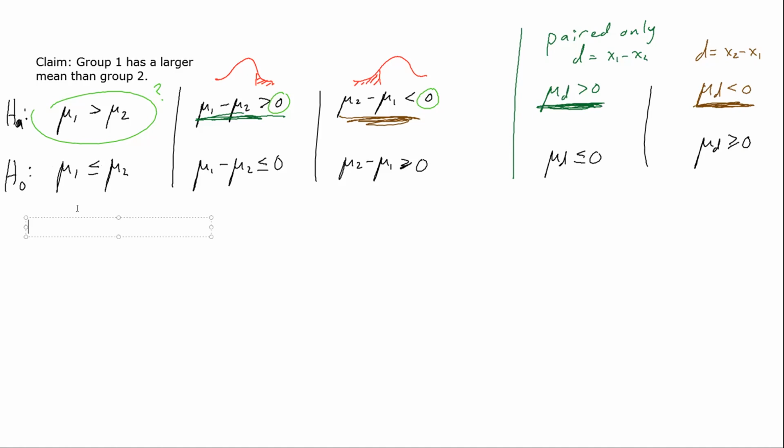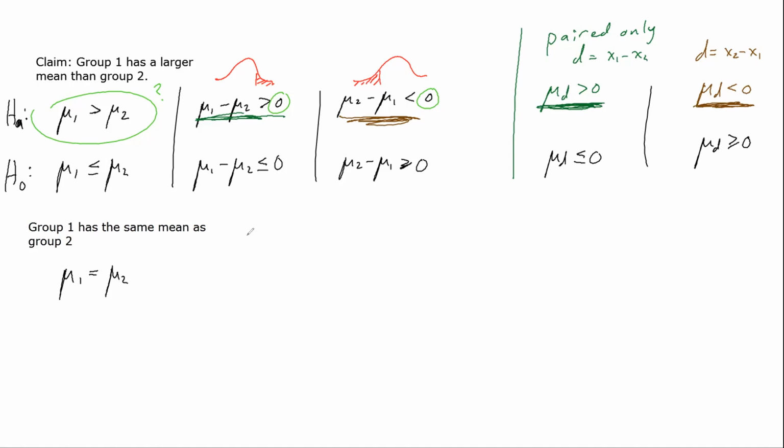All right, let's do another claim. Group 1 has the same mean as group 2. Okay, so group 1 is the same mean as group 2. Well, that's going to be mean 1 equals mean 2.